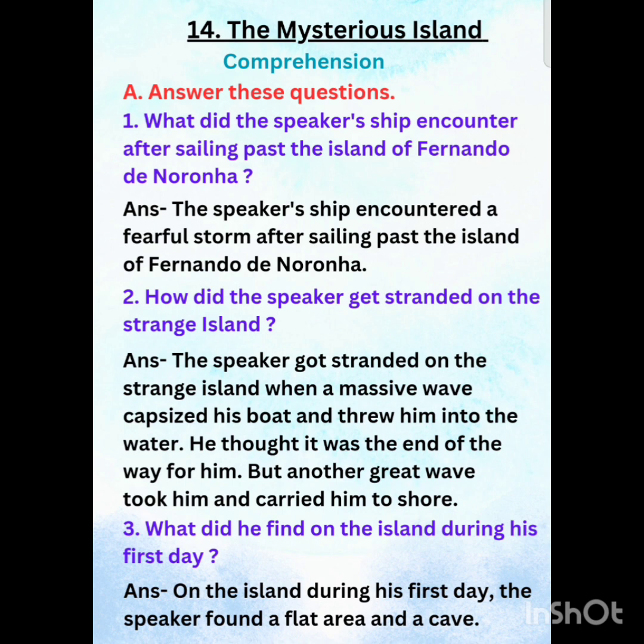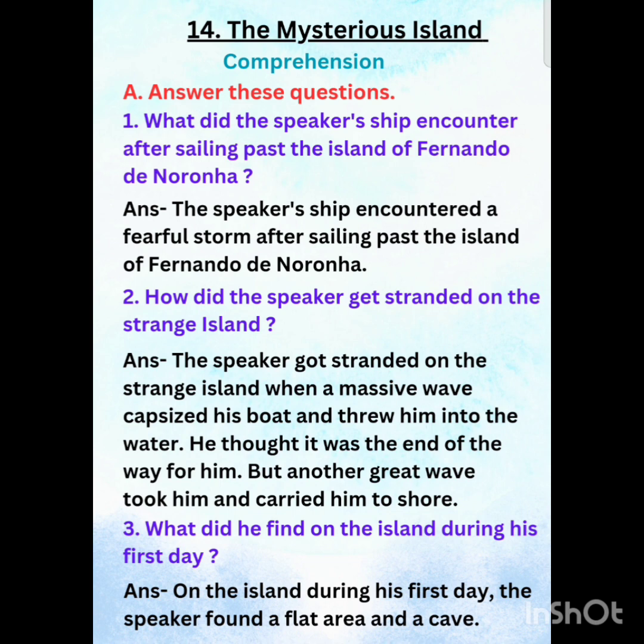Question 2. How did the speaker get stranded on the strange island? Answer is, the speaker got stranded on the strange island when a massive wave capsized his boat and threw him into the water. He thought it was the end of the wave for him. But another great wave took him and carried him to shore.